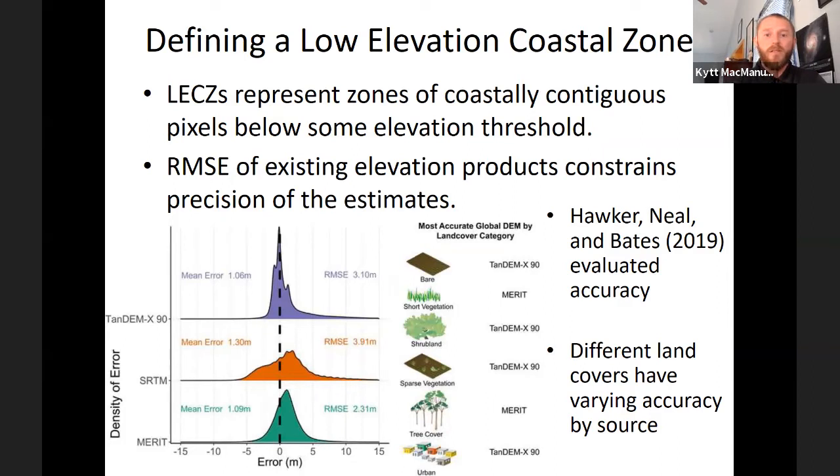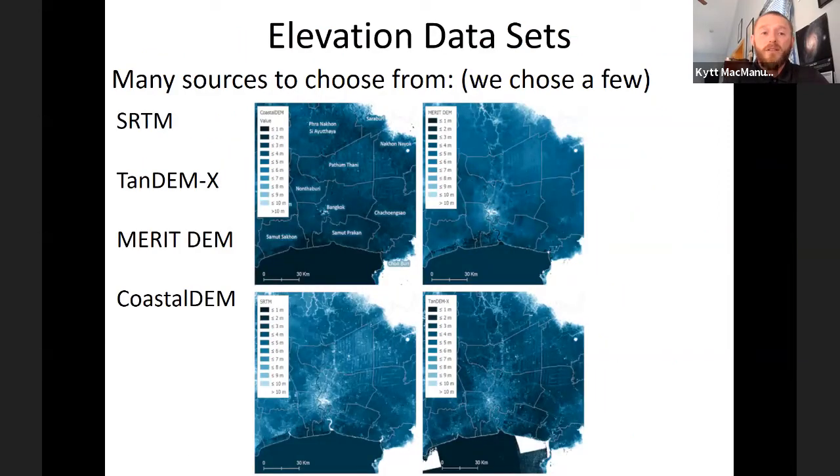So many times though, when someone takes on a global analysis, we're constrained to use one data set or another. Therefore, we need to be mindful and be able to communicate the limitations of which data set we've selected and the reasons why we've selected one data set over another. So in this study that I'm presenting here, we looked at 4 different elevation data sources.